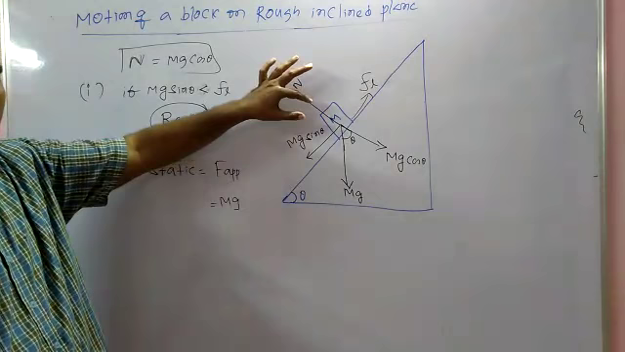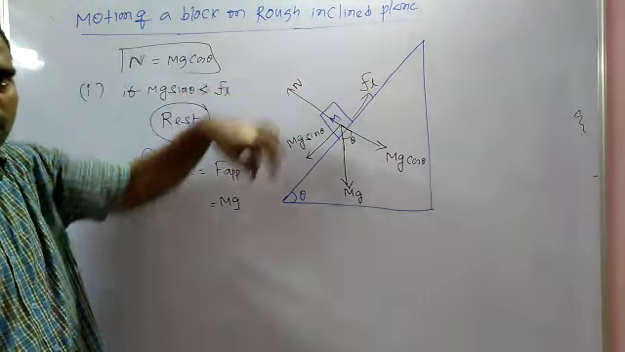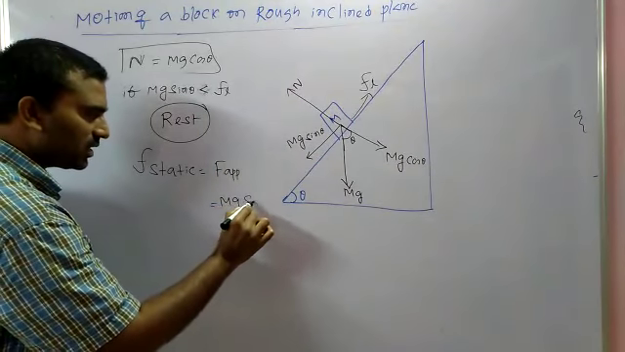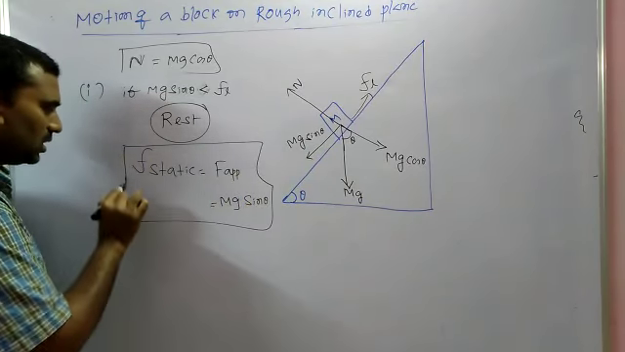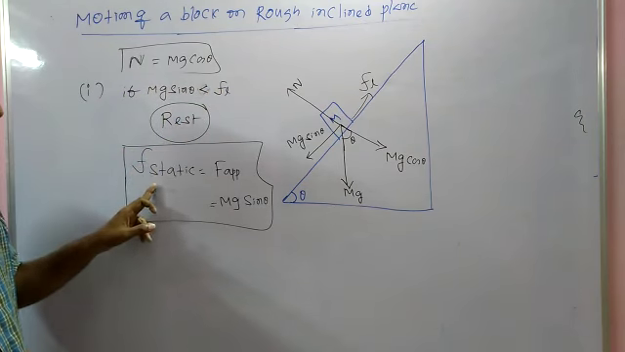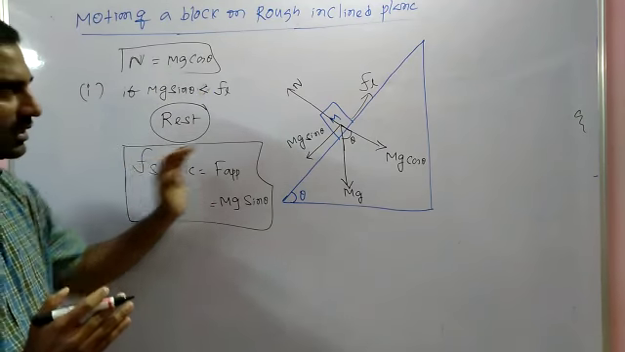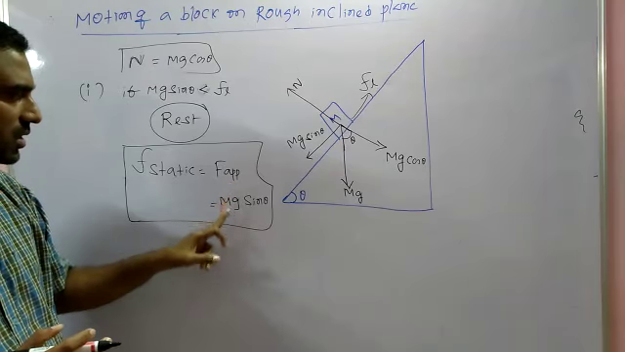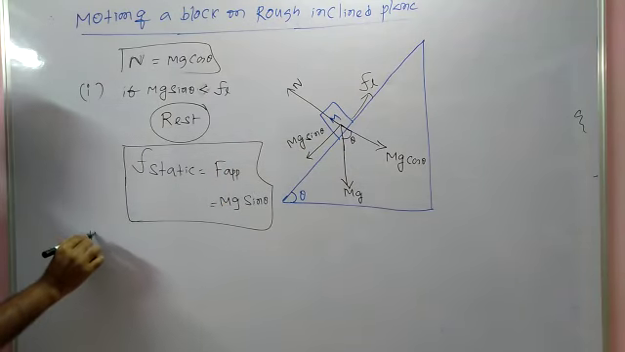We are not applying any external force, but this mg sin theta acts as the applied force to move the block. Remember this point and note it down. If mg sin theta is less than limiting friction, the block will be at rest, and the friction developed is static friction, equal to the applied force mg sin theta.